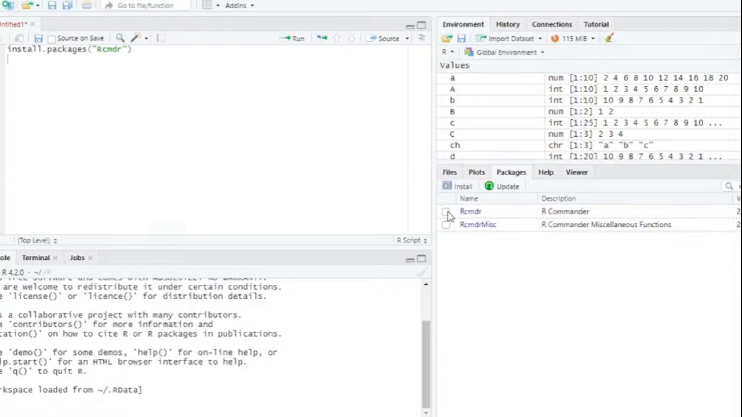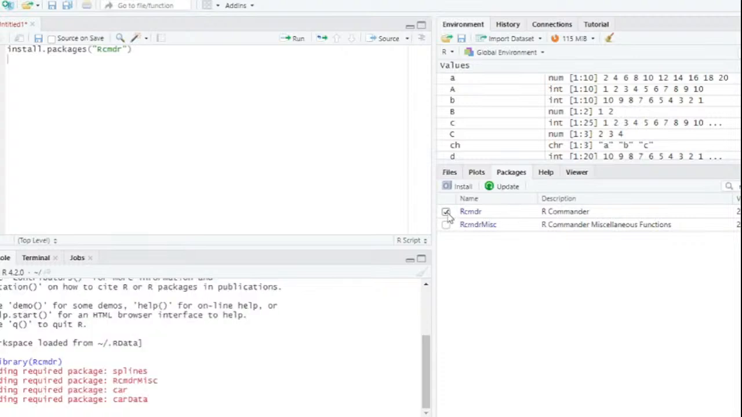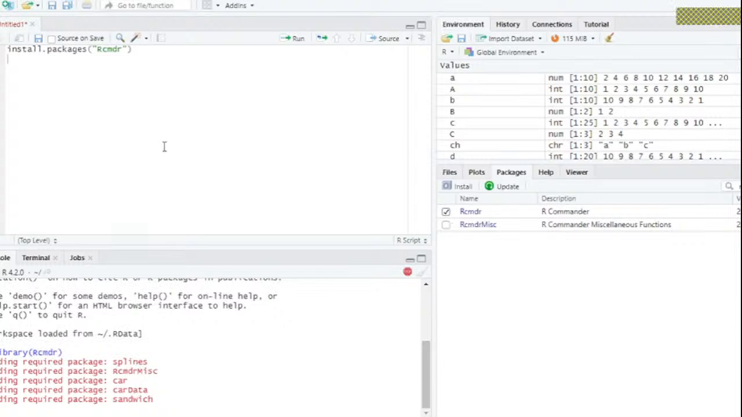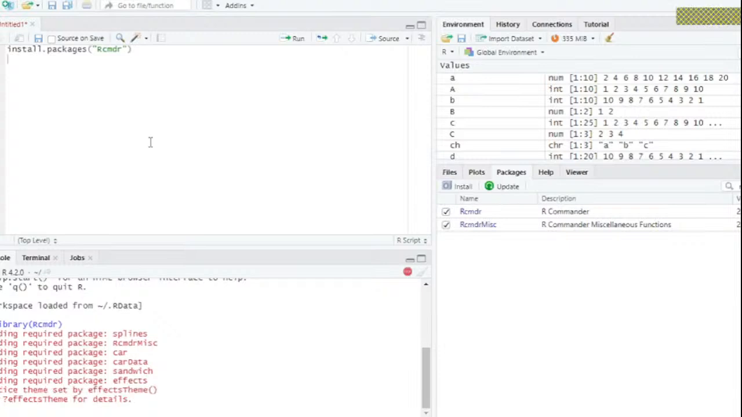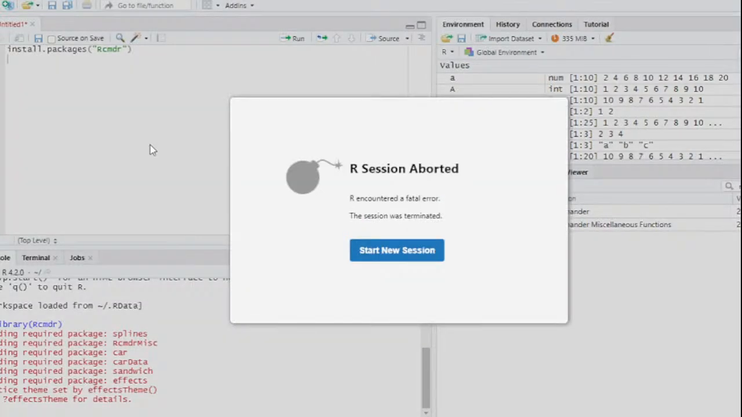Okay. Script is not there actually. Script is not there in script window. I have not found the script, sir. Which script? R Commander script. You ran library, and it's running. I think you have installed it earlier. Did you install it just now? It's aborting. Why is it aborting? R session, this session was terminated.